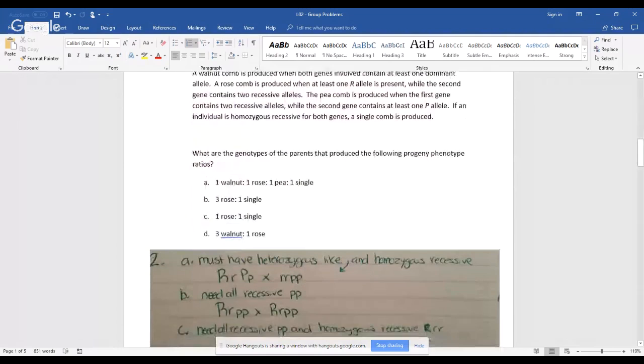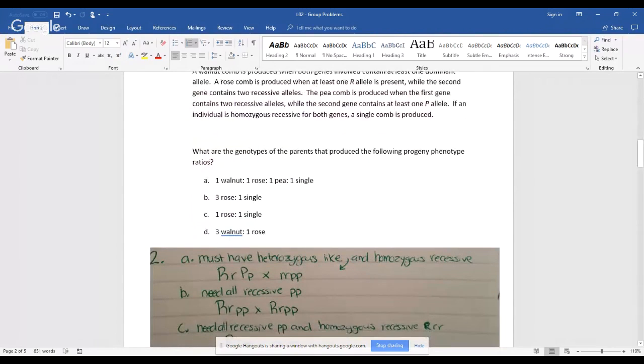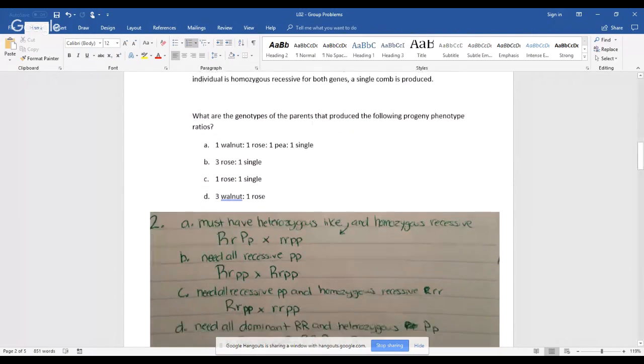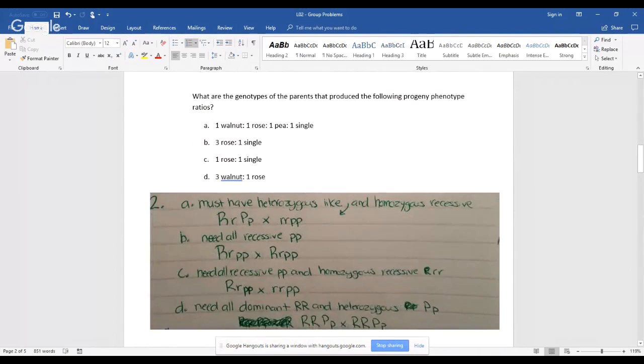For part 2, it wants us to figure out what are the possible genotypes for parents with progenies in those ratios. So for the first one, to have one of each, them all occurring in equal chances, I said you have to have a heterozygous parent with a recessive homozygous parent. And if you went through on the Punnett square, you'd end up getting a 1 walnut, 1 rose, 1 pea, and 1 single ratio.